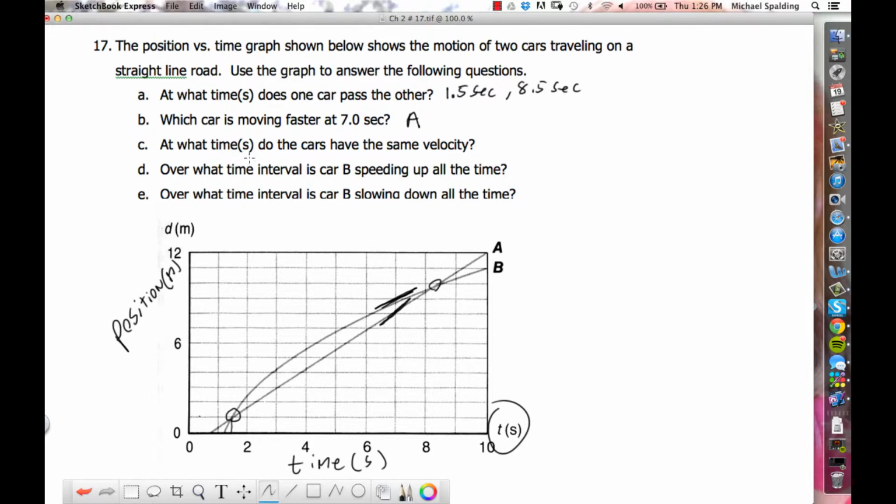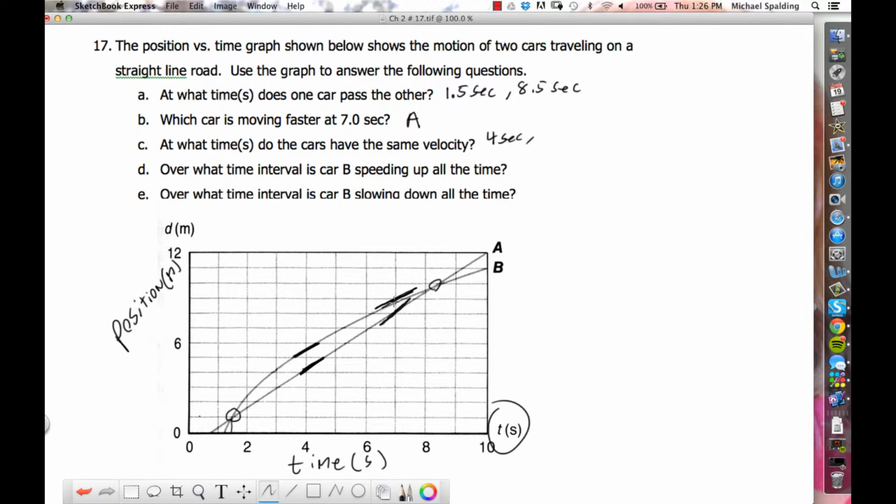Okay, C. At what times do the cars have the same velocity? Well, so what are we looking for here? Where the slopes are the same. So here's one spot that stands out right here, like boom and boom. So that's at 4 seconds.